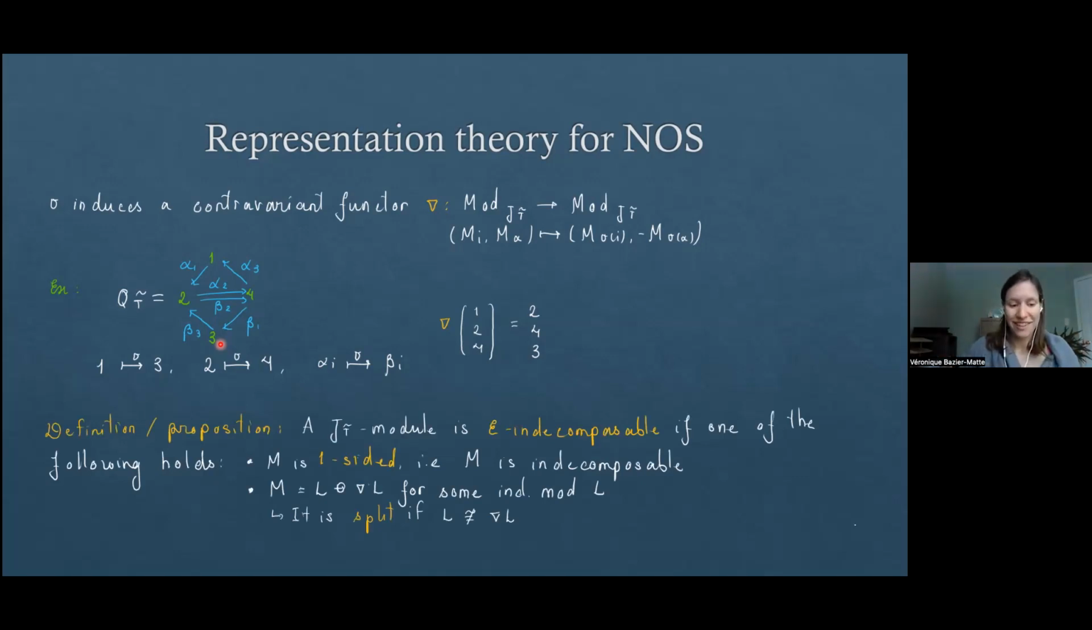So here is a definition proposition. We'll say that a J tilde module M is epsilon indecomposable if one of the following holds. Either M is one-sided, which just means that M is indecomposable as a J tilde module, or M is decomposable, but in a very specific way: M is L plus nabla L. And if L is not isomorphic to nabla L, we'll say that M is split.